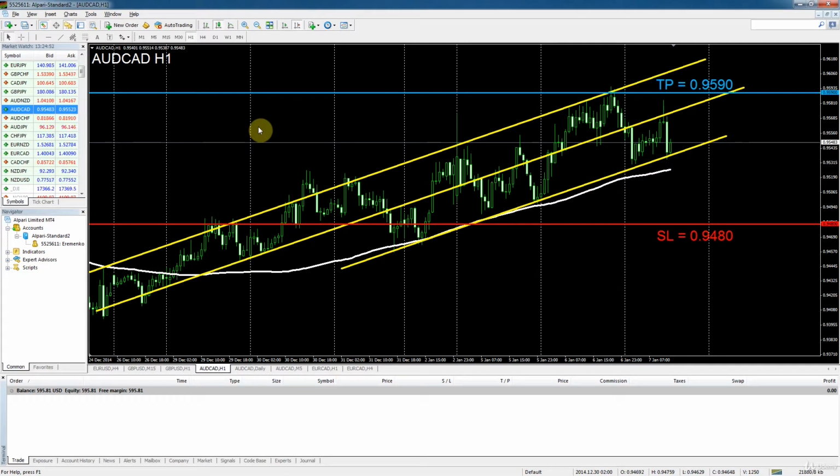So trading the Australian dollar, Canadian dollar has its own specifics, and it's quite interesting at times. So I think this will be a good example to illustrate what other currency pairs there are that don't involve the American dollar.